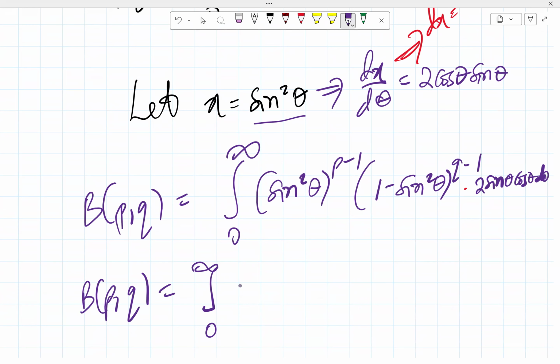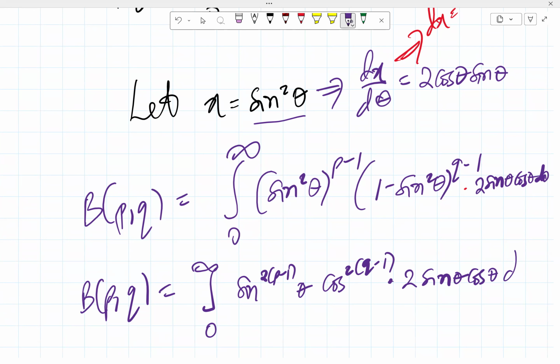Then we have sine to the power 2p minus 1 theta. That's the power now. Then here, this is cos. So 1 minus sine squared theta is cos squared theta. So that's cos to the power 2 into q minus 1. Then we have 2 sine theta cos theta d theta.